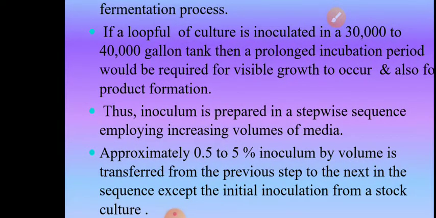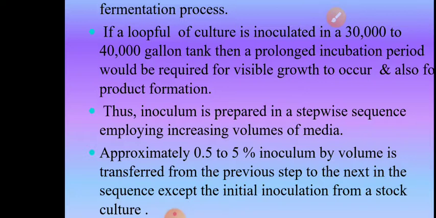Thus inoculum is prepared in a stepwise sequence, employing increasing volumes of medium. So say for example, first you have a stock culture, you inoculate a loopful on a slant and you get a slant culture. Then in the next flask you may have 200 ml medium, then a 4 liter tank, then a 10 liter tank, then 100 liter, then 1000 liter, and so on.